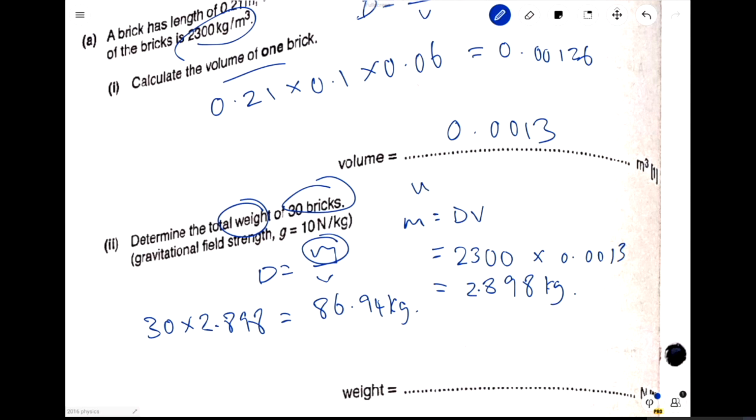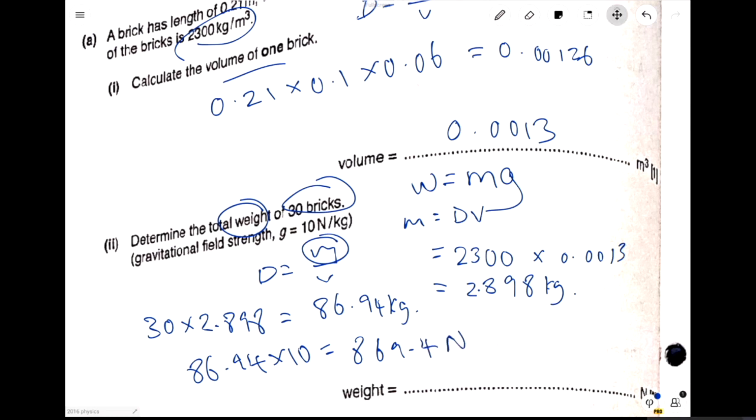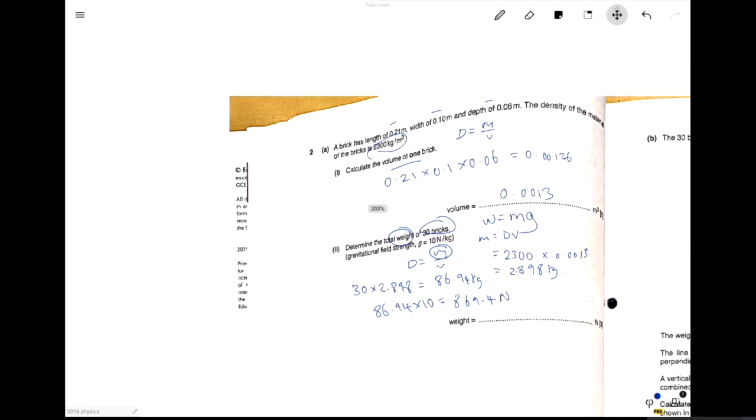So the formula is W equals what? mg. So you take the mass, 86.94 times 10. So the weight becomes 869.4 Newton. Okay? That's the calculation. Next.